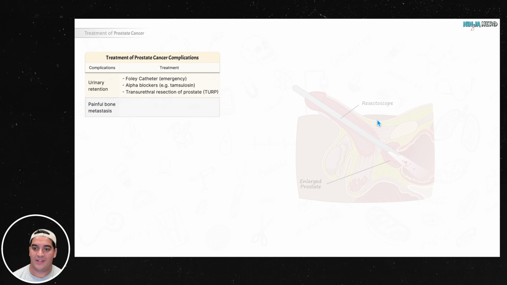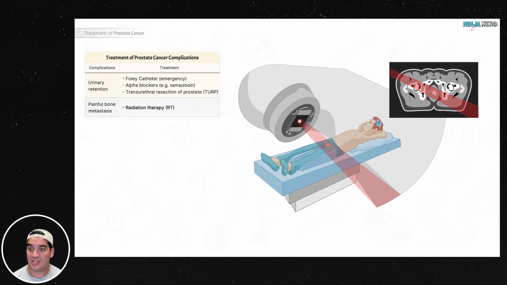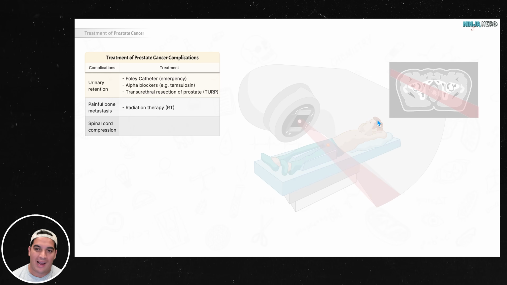All right, what about if it's spread to the bone? So you got that painful bone metastasis. Oftentimes with this, radiation therapy is going to be great because it's going to target those areas and it's going to help to reduce some of the actual pain that's associated with that osteoblastic mets. Now, spinal cord compression is definitely common with prostate cancer, especially in combination with painful bone metastasis.